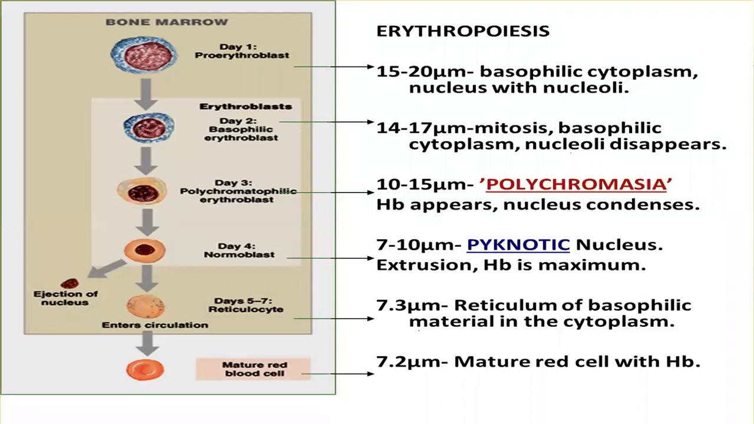And then on day five to day seven, this is where you have reticulocytes. After you have ejected the nucleus, it will become a reticulocyte. And these reticulocytes later on will differentiate into the mature red blood cells. And then the red blood cell will go to the bloodstream.